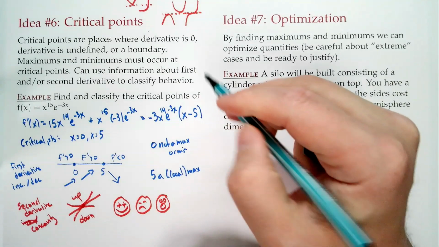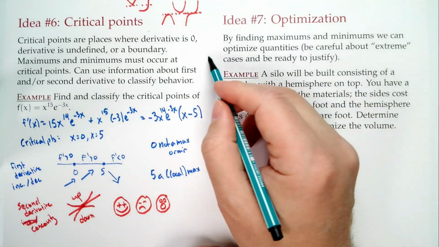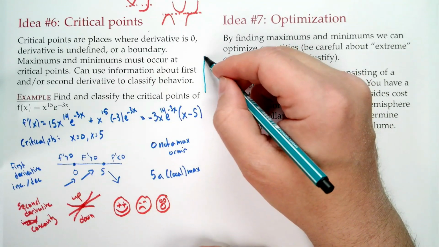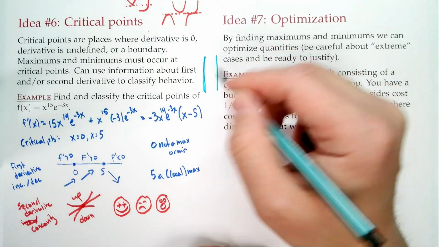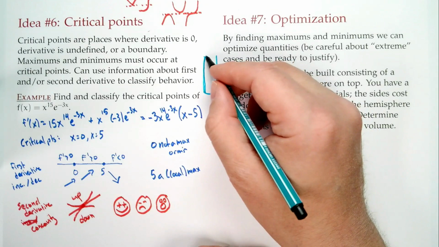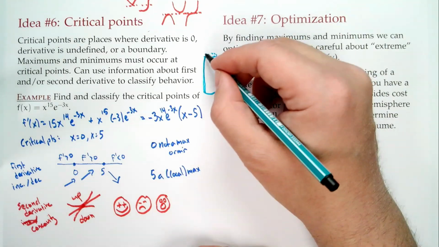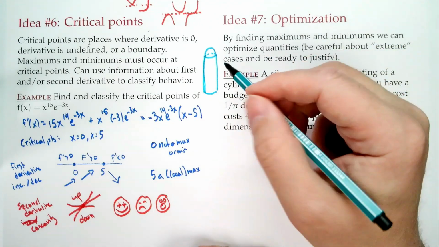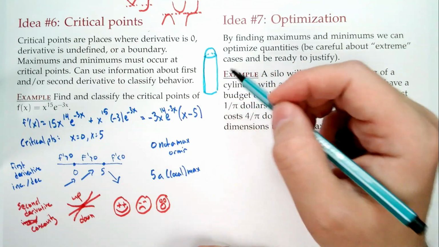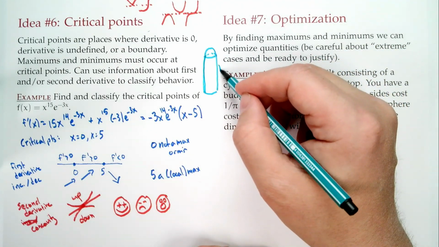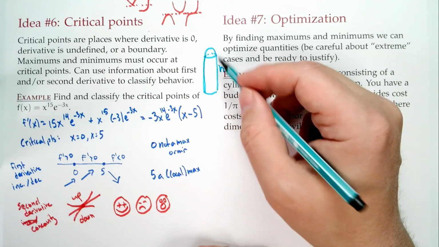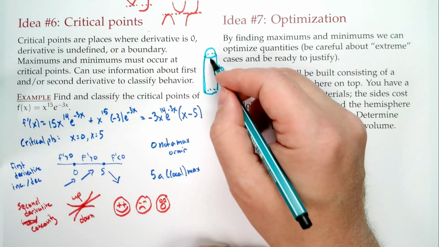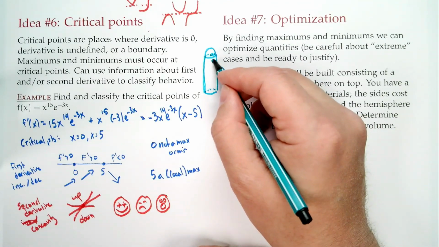So what does the silo look like? Well, it looks a lot like the following. You have a cylinder, if I can draw a cylinder, and then on top of that, you have a hemisphere. So that's what a silo looks like. So there's two things that we can play with. One is the height of the cylinder, and the other thing we can play with is the radius. So I'll mark it up here. That's our R.